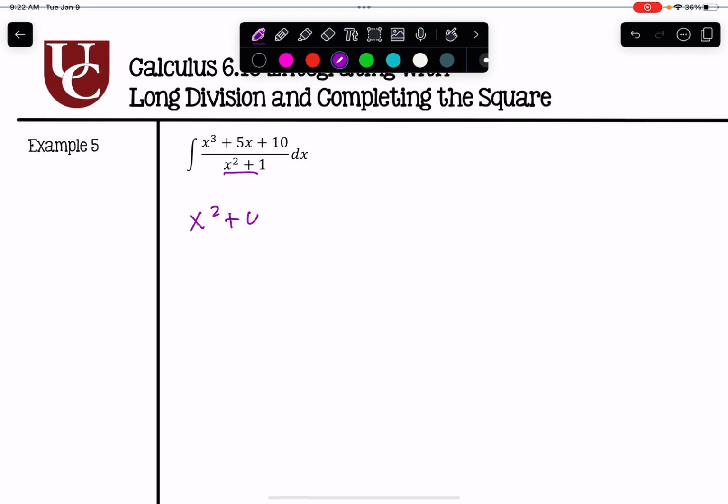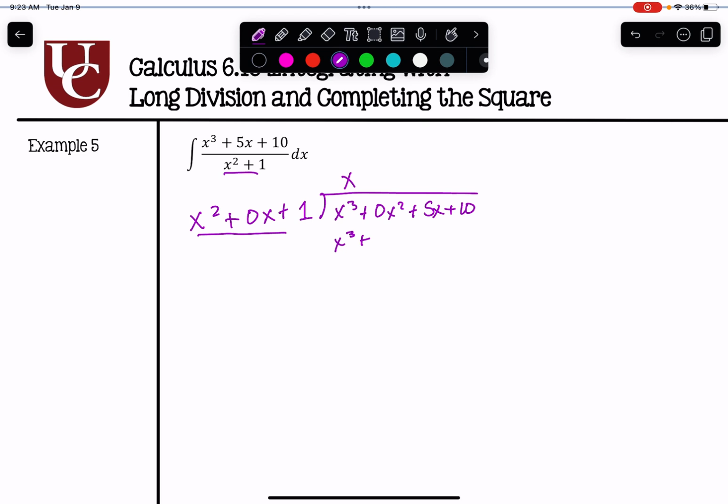So I'm missing 0x plus 1 divided by x cubed plus 0x squared plus 5x plus 10. So don't forget, you have to put all those terms in if any of them are missing. Now, x squared times what gives me x cubed? It would be x. So then when I multiply x by this, I get x cubed plus 0x squared plus x. Okay, I got to make sure I'm doing this right. Now, I'm going to subtract.